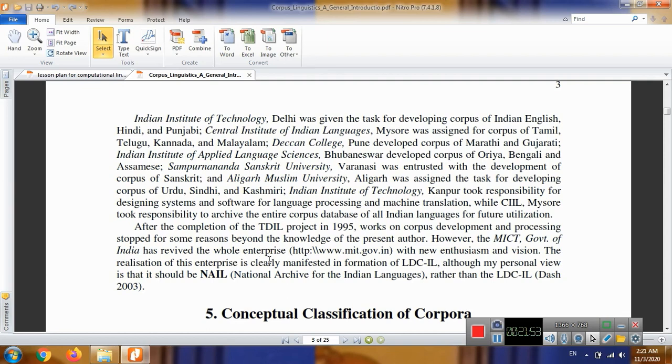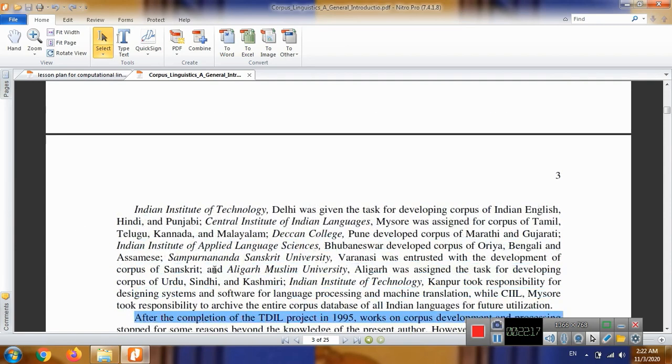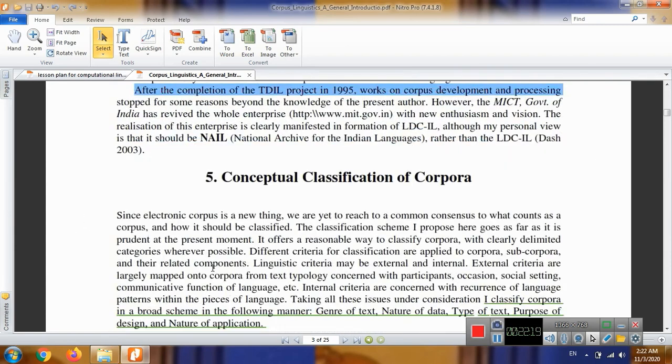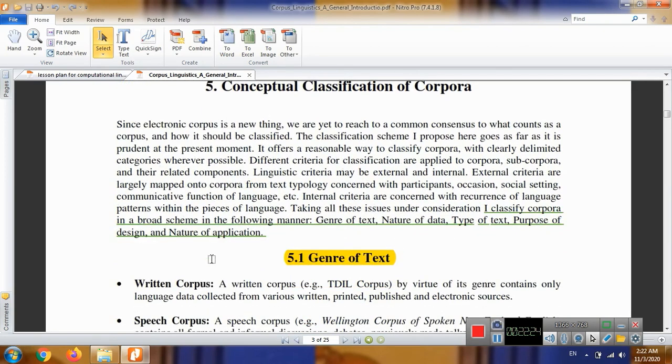Here, we just explained about this project, of which the important one is TDIL, which was worked on in 1995, and this information is not important for your final exam. You should just know those important matters which we specify for you.